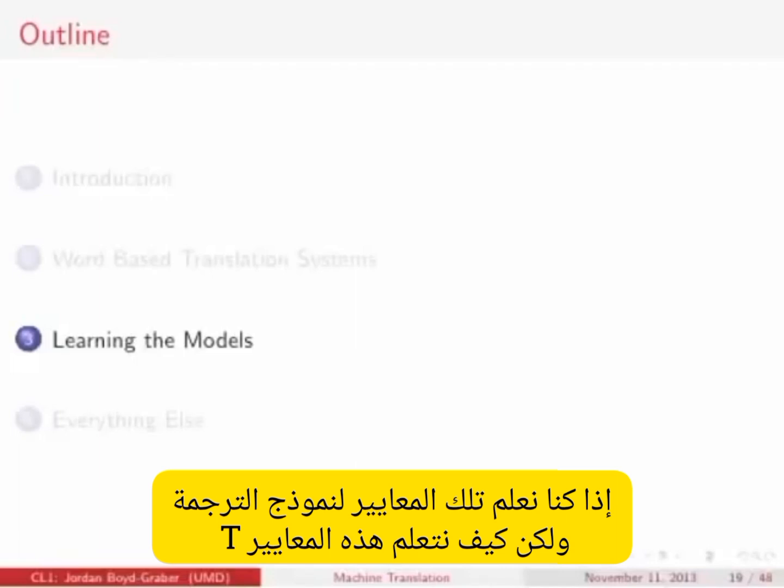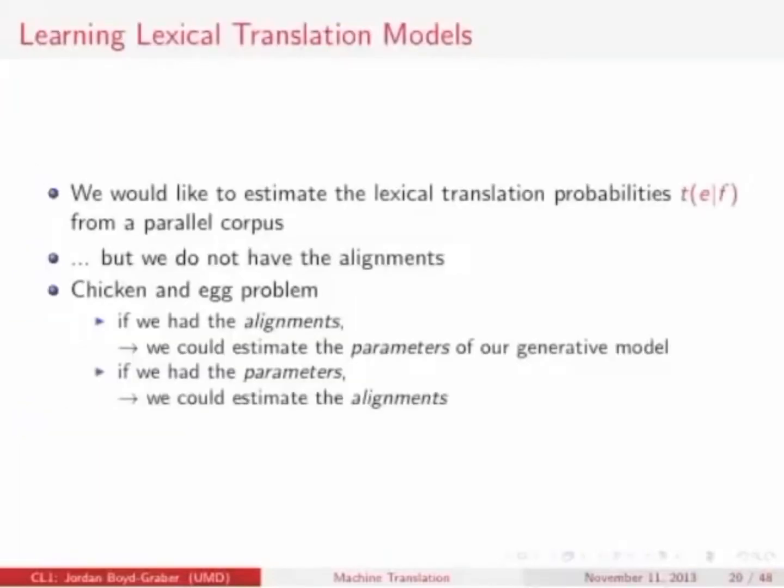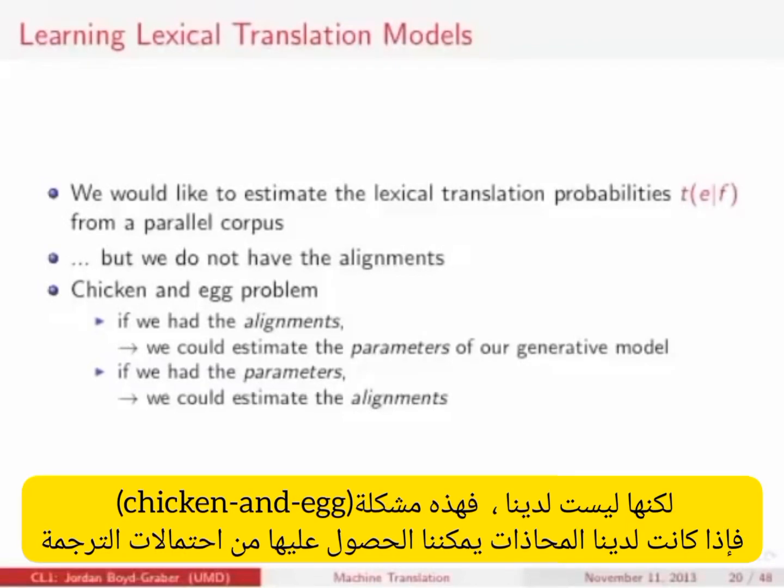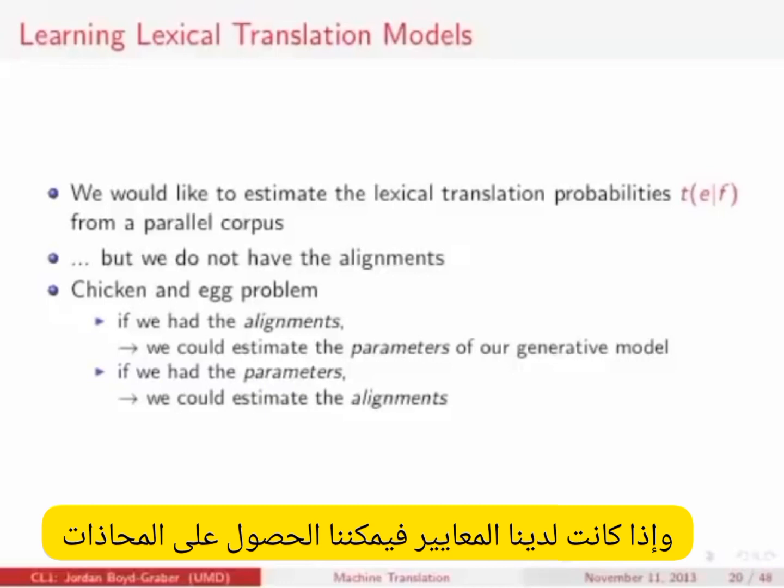Okay, so that's how we score a translation if we know the parameters t for this translation model. But how do we learn those parameters? It would be easy to learn those parameters if we had the alignments, but we don't have the alignments. So this is a chicken and egg problem. If we had the alignments, we could get the translation probabilities. If we had the parameters, we could get the alignments.